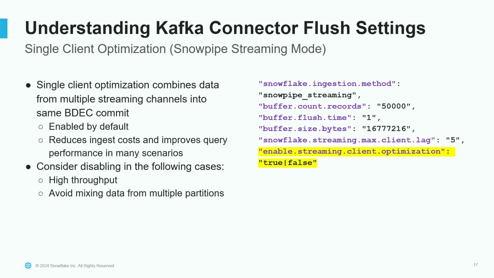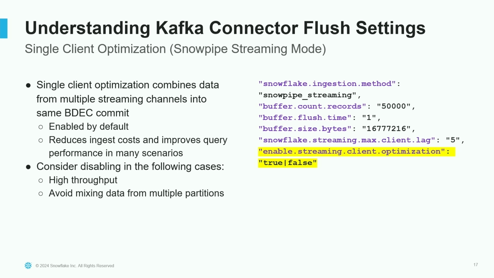One other thing, this has come up already a couple times. This is the setting for the single client optimization. What this does is, within a single JVM, it determines how many instances of the SDK there are. If you have a Kafka Connect worker with multiple tasks running on it, when client optimization is turned on, all the rows that are inserted are combined together and then uploaded into the table as one chunk. When you turn it off, that does not happen. And it is on by default.